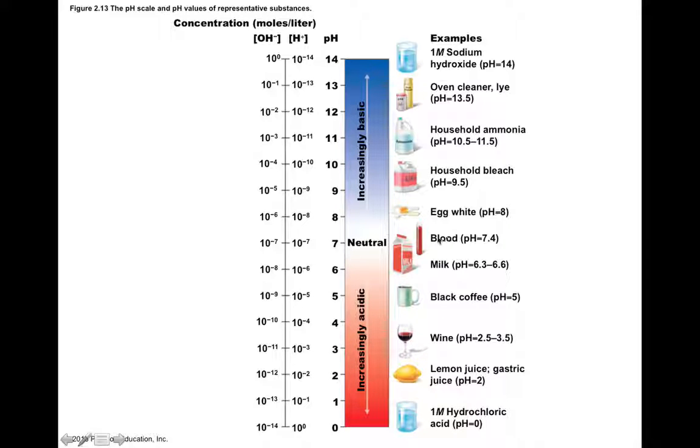And examples of this could be things like blood, egg white, bleach, ammonia, oven cleaner, or pure, 1 molar sodium hydroxide, which is a pH of 14. Now, another way to think about this too is that solutions that have a lower pH are more acidic and actually have a lower pH number. So a pH of 0 is the most acidic here, and a pH of 1 is a little bit less acidic, but it's still much more acidic than neutral.